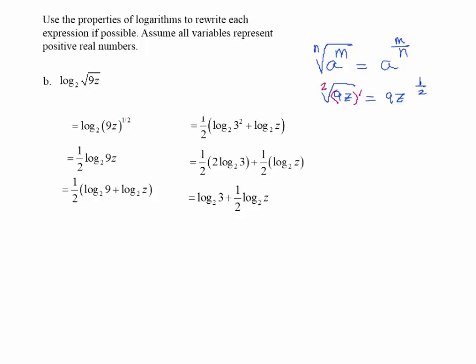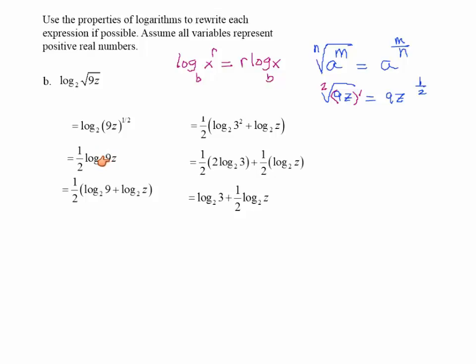Now I'm going to use the power rule. If I have log of x to the power of r, I can move the r right in front of the log, with the same base b. So in this case, I can move this 1/2 right in front of the log, so it would be 1/2 log of 9z.